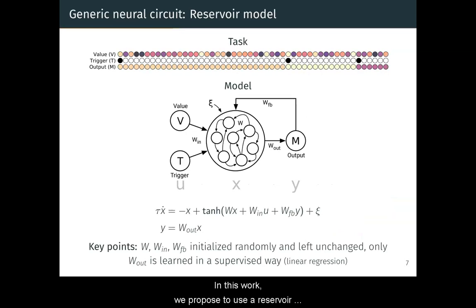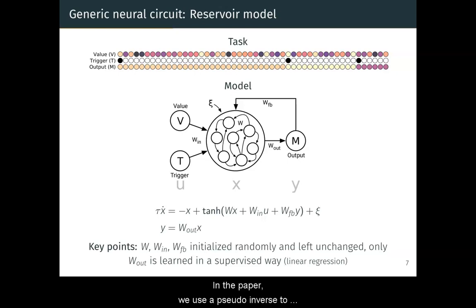In this work, we propose to use a reservoir model to solve this task. More precisely, we use echo-state networks. Echo-state networks are recurrent neural networks with three layers: an input layer, a recurrent layer, and an output layer. The specificity of echo-state networks is that only the weights from the recurrent layer to the output layer are trained. The other ones are randomly sampled in the beginning and left unchanged. In fact, because only these weights are trained, there is no need for any backprop or backprop through time algorithm.